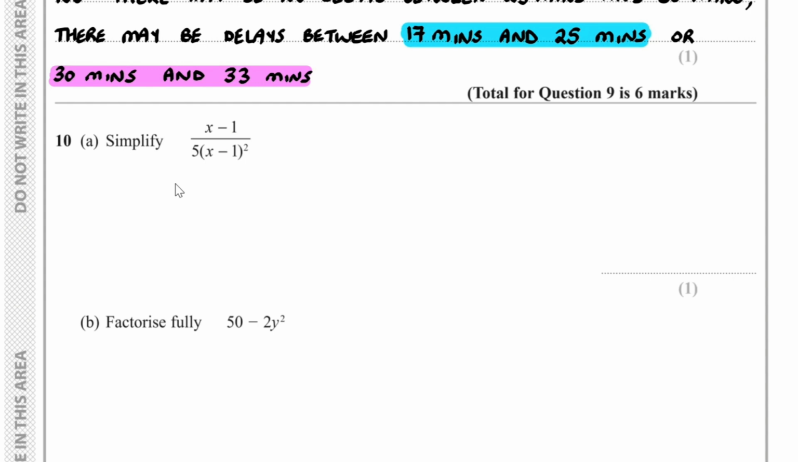Question number 10. For part A, we have to simplify (x minus 1) divided by 5 times (x minus 1) squared. Well, here, the x minus 1 cancels with the squared term once, and so what we will be left with over here is 1 over 5 times (x minus 1). So we have 1 over 5 times (x minus 1).